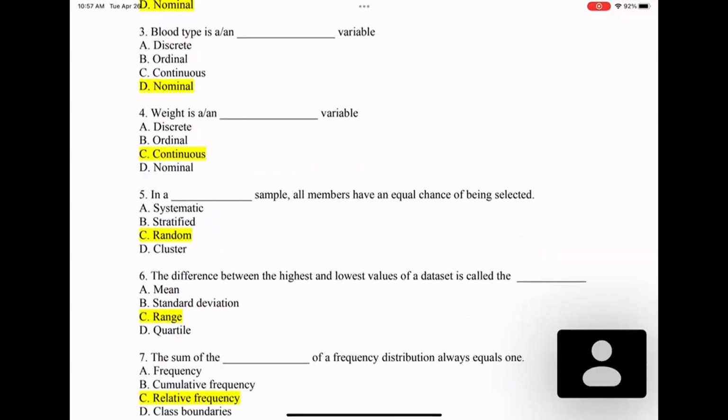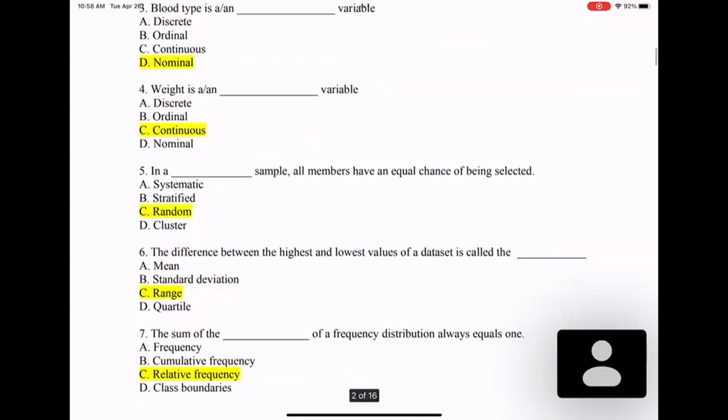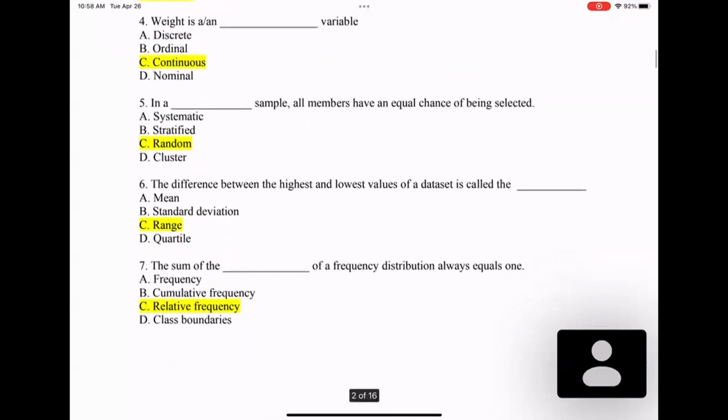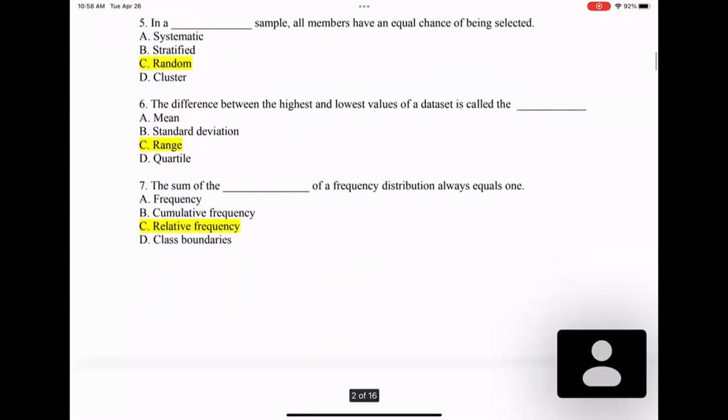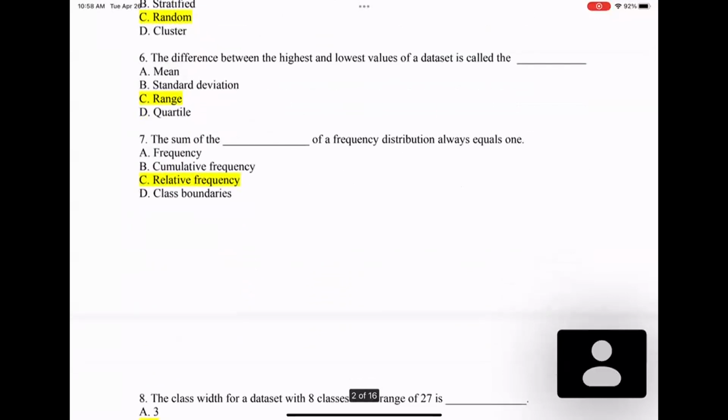Then the next one, in a blank sample, all members have an equal chance of being selected. I just went over that. It's a random sample. The difference between the highest and the lowest values of a data set is called the range. This one, I think, was one of the tricky ones. The sum of the blank of a frequency distribution always equals 1. So that's the relative frequency.